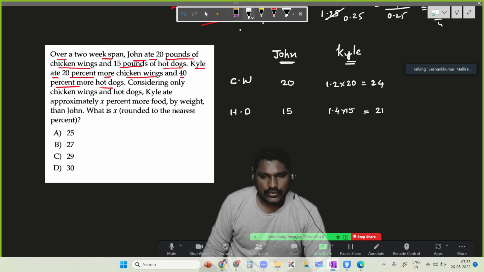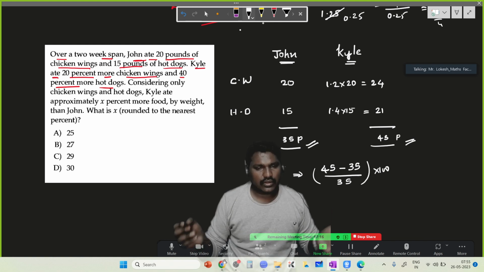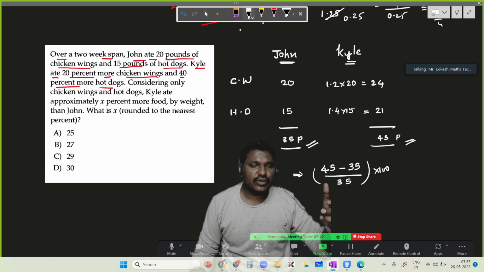Now the total weight of what John is eating for 2 weeks is 35 pounds, whereas Kyle is eating 45 pounds. Now he is asking the percentage increase. The percentage increase formula is very simple: (final value minus initial value) divided by initial value, times 100. So overall, John is eating 35 pounds, whereas Kyle is eating 45 pounds overall. Now he is asking what percent more than John.